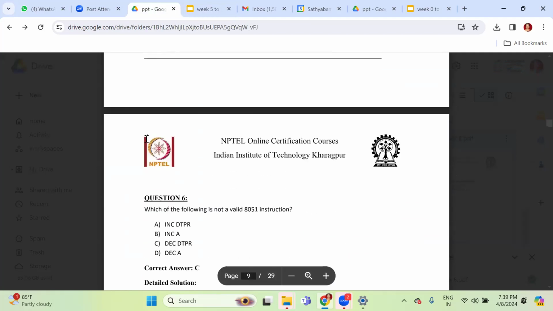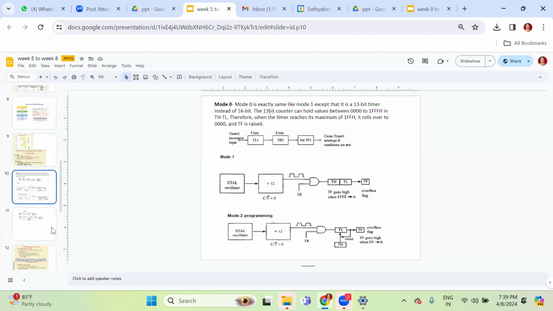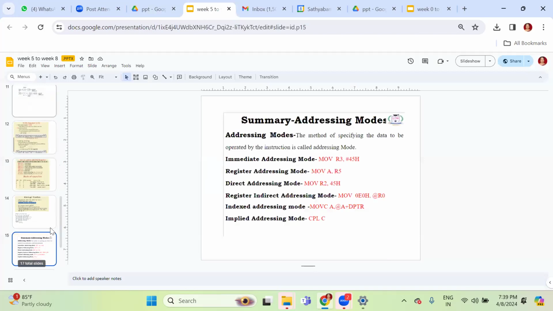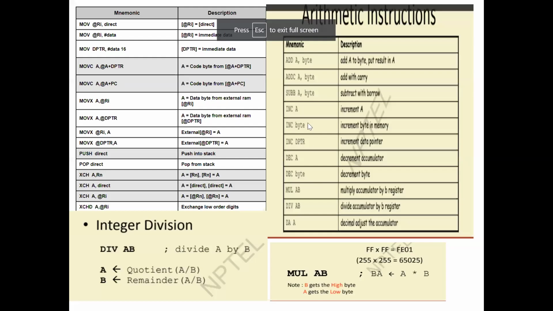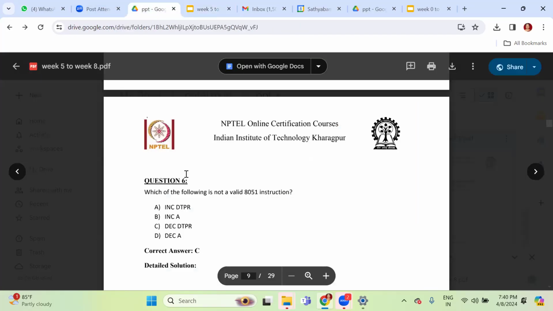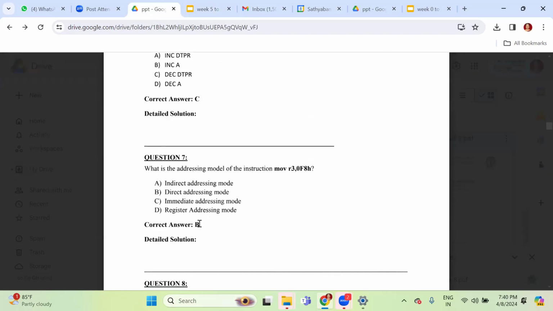Which of the following is not a valid 8051 instruction? I have given 8051 instructions, all 8051. Kindly look at them. We have increment. Again, we have only 10 minutes. INC A, INC DPTR, DEC A. But we don't have decrement DPTR, because it is external code memory only; we will access this data pointer. So the wrong one is DEC DPTR. Decrement data pointer is not available.